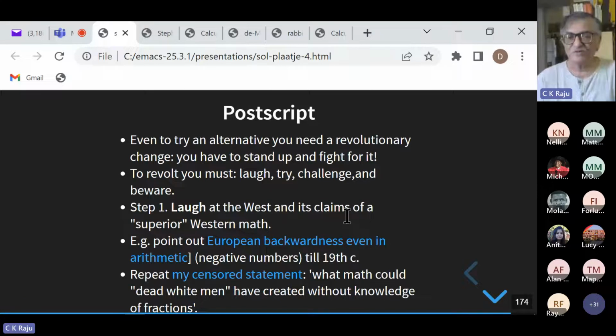So laugh. I've shown you about European backwardness in math, even in arithmetic. And you keep quoting it: what mathematics could dead white men have created without knowledge of fractions? And the proof is the Gregorian calendar reform of 1582.